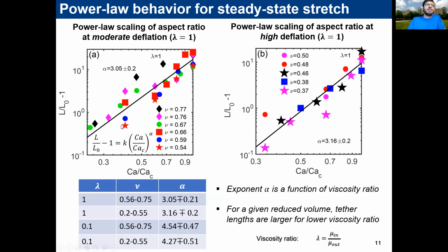So interestingly, we see that there is a linear relationship if we plot these values on a log-log scale, and you can do this analysis at a viscosity ratio of 1 for different reduced volumes, and you can essentially also change the viscosity ratio by increasing the viscosity of the suspending medium. And interestingly, we see that this power law exponent alpha roughly remains the same at a given viscosity ratio for different reduced volumes. At a lower viscosity ratio, at lambda equal to 0.1, this power law exponent alpha increases, suggesting that for a given reduced volume, the tether lengths are larger for lower viscosity ratios.